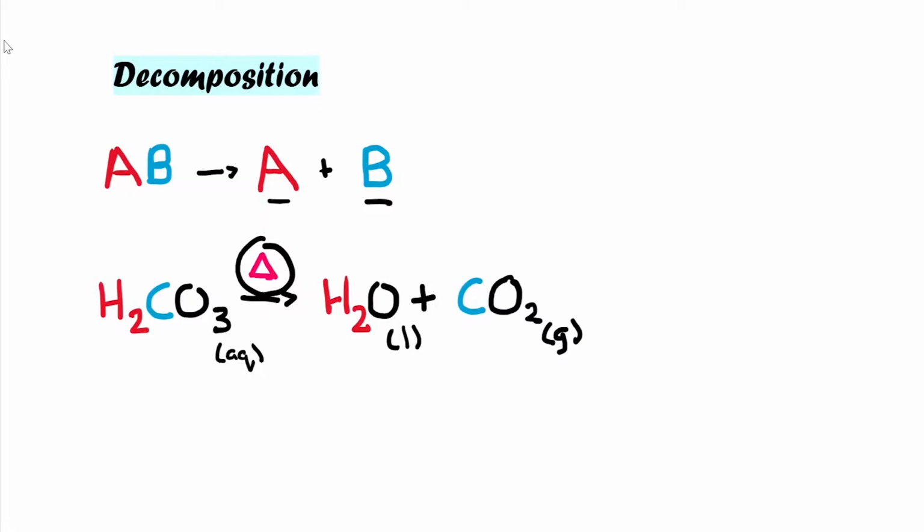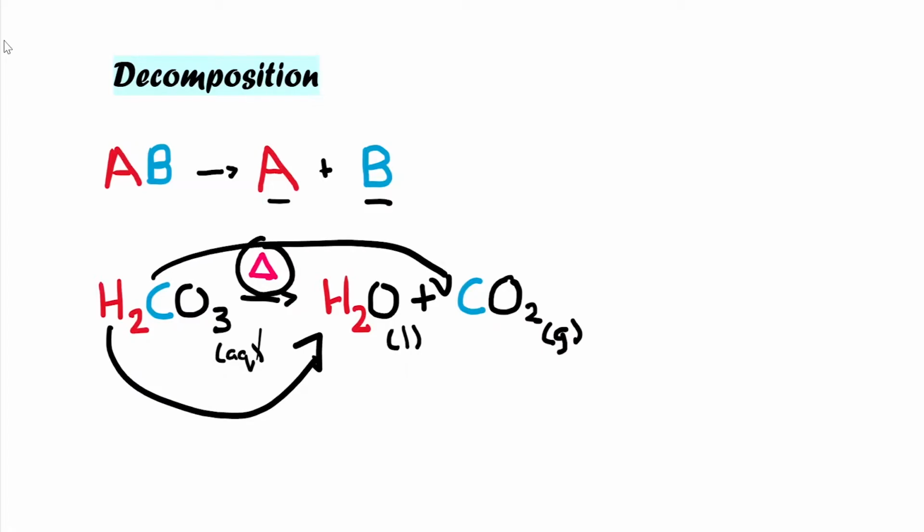In this particular example over here, we have hydrogen carbonate thermally decomposing, so you can see the catalyst of heat here in the reaction, into water and carbon dioxide. All right, so the same hydrogens from here go into the water here, and the carbons from here go into the carbon dioxide here. All right, so that's pretty straightforward as well.